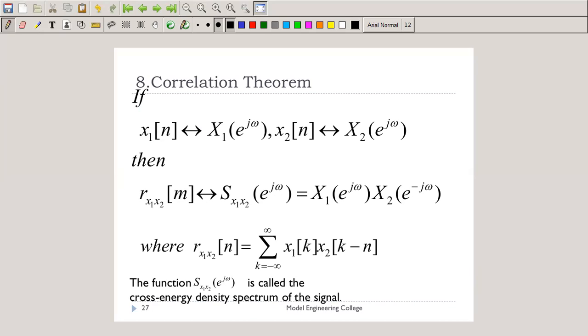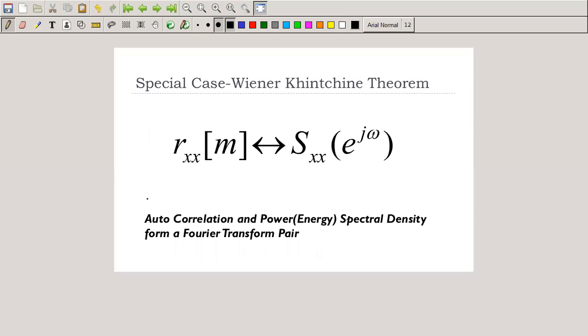And the cross correlation R_x1x2(m) is defined as the summation over k from −∞ to ∞ of x1(k) x2(k−m). Please spot the difference between the expression for convolution and the expression for this correlation. The special case of this correlation theorem is that if we find the autocorrelation instead of this cross correlation, it will be like this.